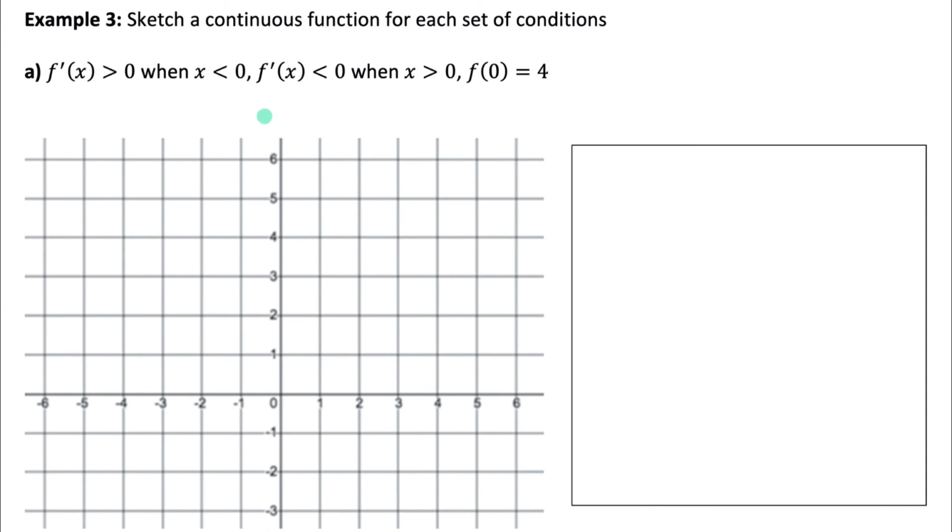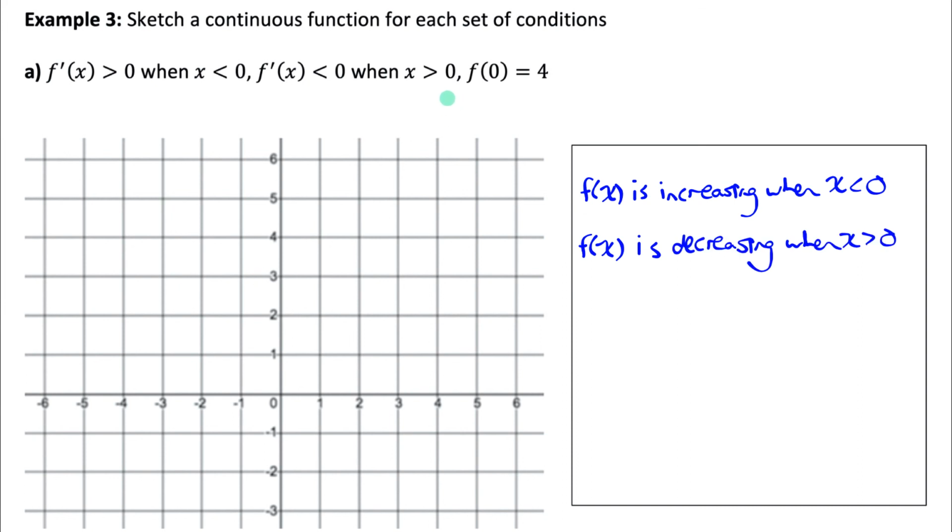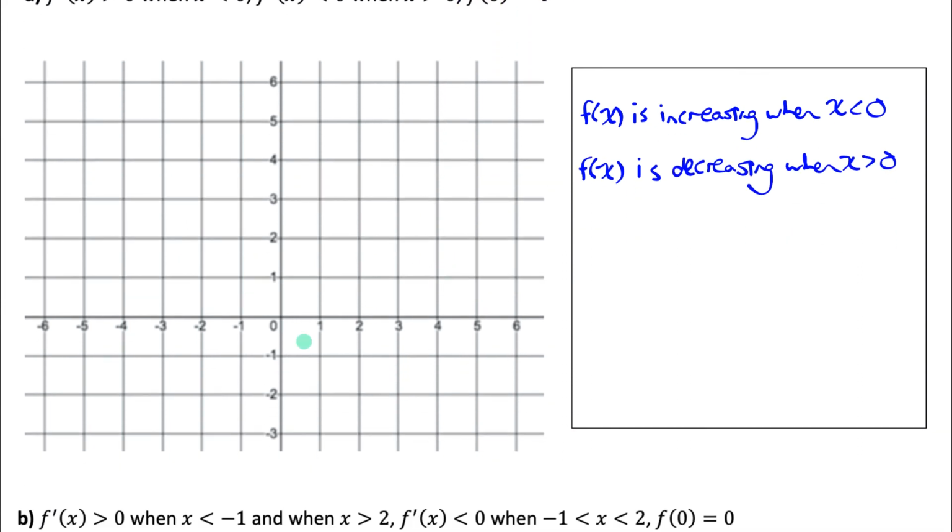Almost done. Example 3, sketch a continuous function for each set of conditions. So f prime of x is greater than 0 when x is less than 0. So when you see the derivative being greater than 0, that means the original function is increasing over that interval. So I can write down f of x is increasing when x is less than 0. And I know that because the derivative is positive over that interval. And the derivative is negative when x is greater than 0, which means the original function is decreasing when x is greater than 0. And it tells us f of 0 equals 4. So there's a point (0, 4).